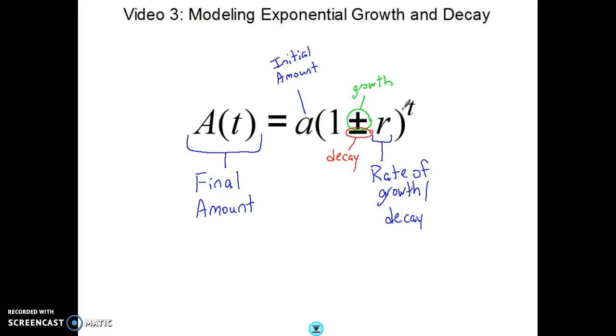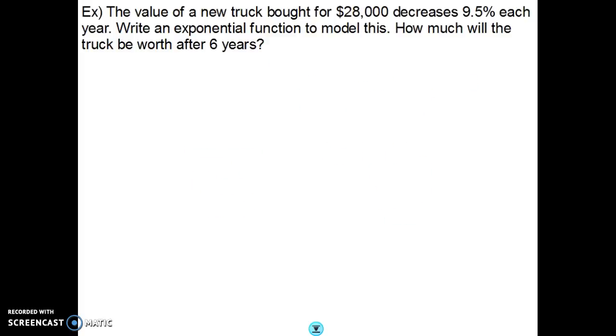The last piece of our formula is t. This is the time. It is usually measured in years, but the only important thing for units is to make sure units for t and for r match. So for example, if your rate of growth is 5% per month, then t, time, should also be in months. Let's look at a couple of examples.